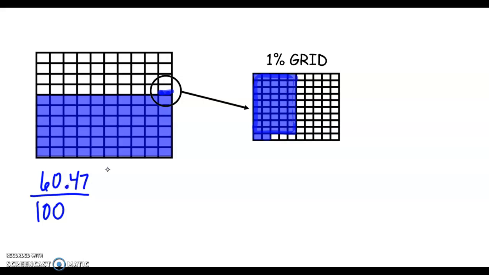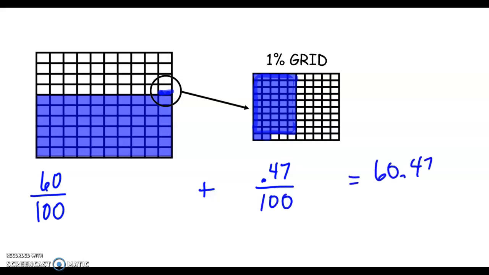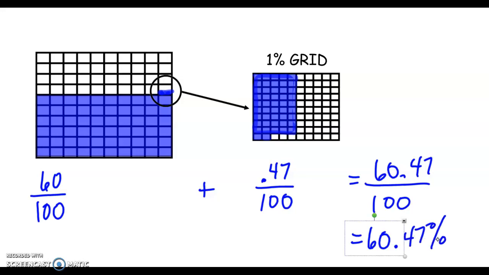47 hundredths. Or if we want to write it in parts, let's take that away, and we would have 60 plus 0.47 out of 100 here equals 60.47 out of 100. If we want to write that with the percentage symbol, 60 ones plus this many hundredths.